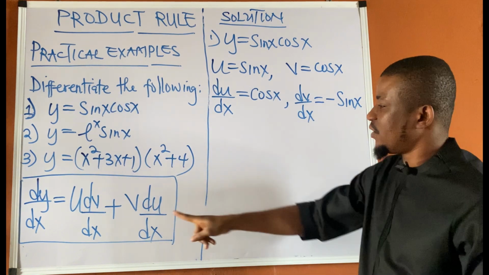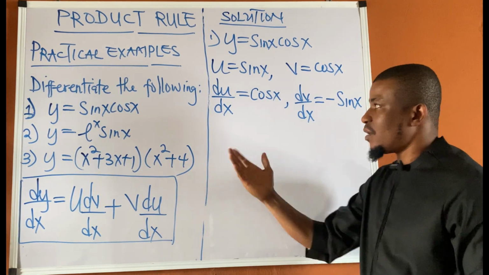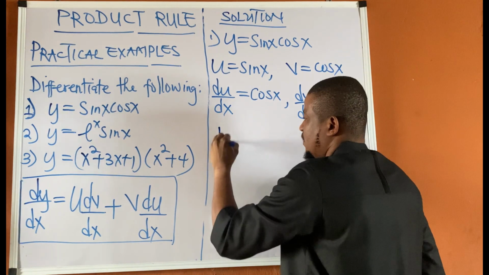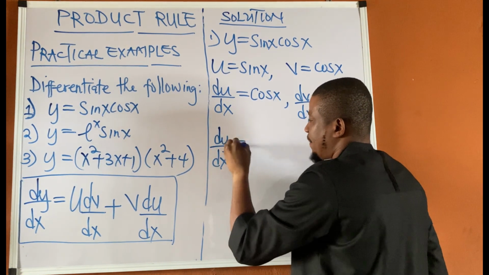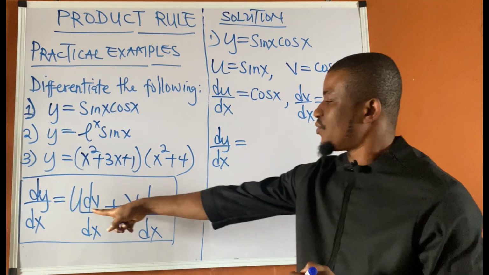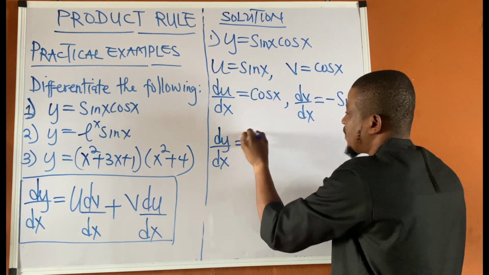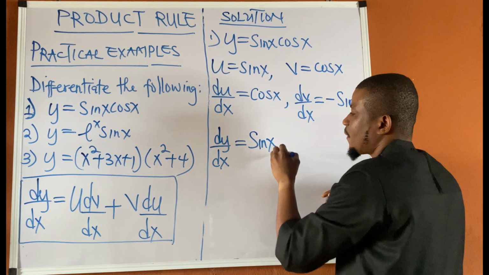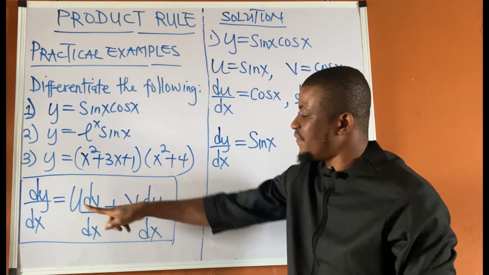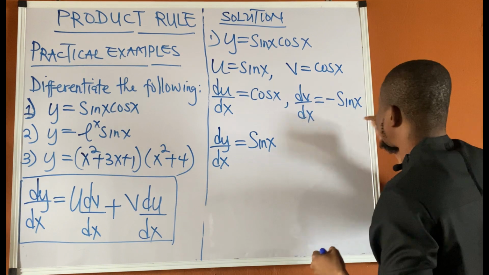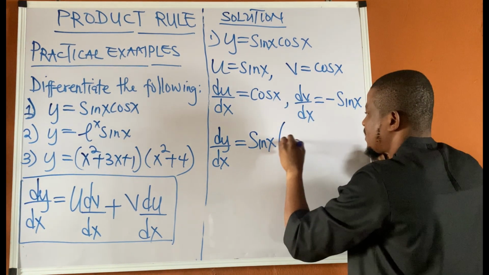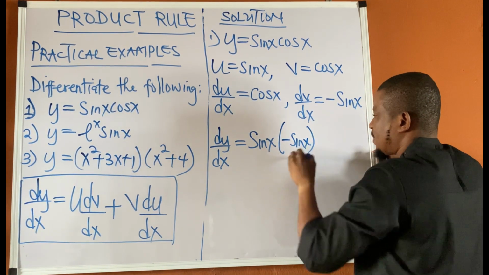I differentiated u and v. Now I can apply the rule. What is dy dx now? dy dx, apply my product rule. I will start from u. I will write my u. My u is sine x. And then I will write my dv dx. dv dx is minus sine x. So it's a minus sine x.